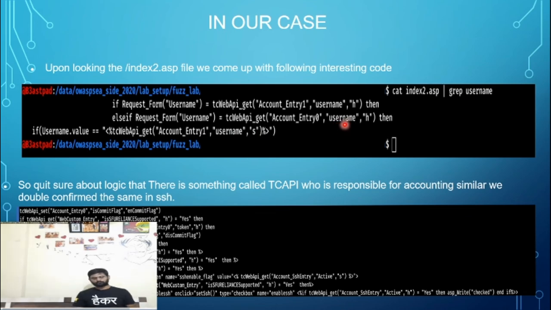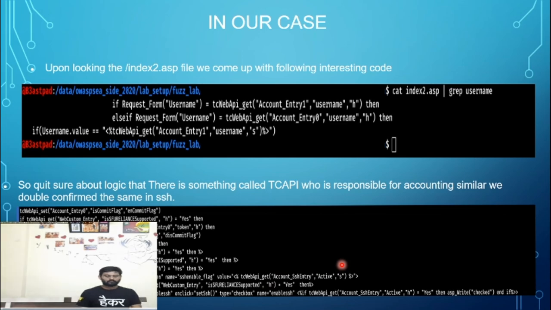Okay, so it's quite obvious that TCWebApi is the interface which is interacting with the database of the device. So we are quite sure about the logic that there is something called the TCAPI binary which is responsible for accounts, like admin account, telnet account, SSH account. We double confirmed the same using the SSH file. TCWebApi_set AccountEntry commit flag, TCWebApi_get WebUserCustomEntry, and here also you will see TCWebApi SSH entry active. So from this code we are sure that the SSH user is also accountable via TCWebApi.